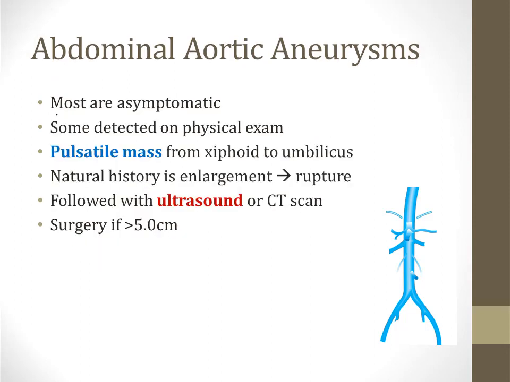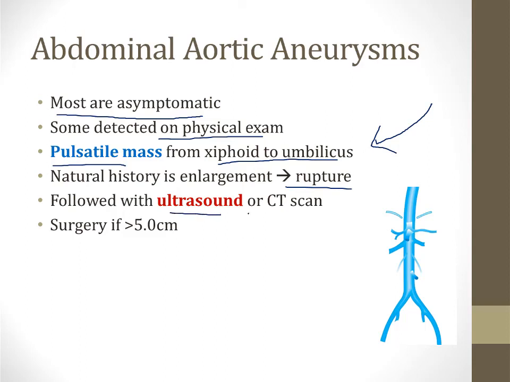Most abdominal aneurysms are asymptomatic, and we screen many patients, especially male smokers around 60 or 65 years of age, because these aneurysms can occur and be asymptomatic. Some are detectable on physical exam. The classic finding is a pulsatile mass from the xiphoid to the umbilicus, which is the path that the aorta runs in the abdomen. The natural history is for them to steadily enlarge and then rupture, which can be life-threatening, and for this reason we usually follow them with ultrasound or sometimes CT scan, and surgery is usually performed if they get over 5 centimeters, because that's the point where the risk of rupture becomes substantial.